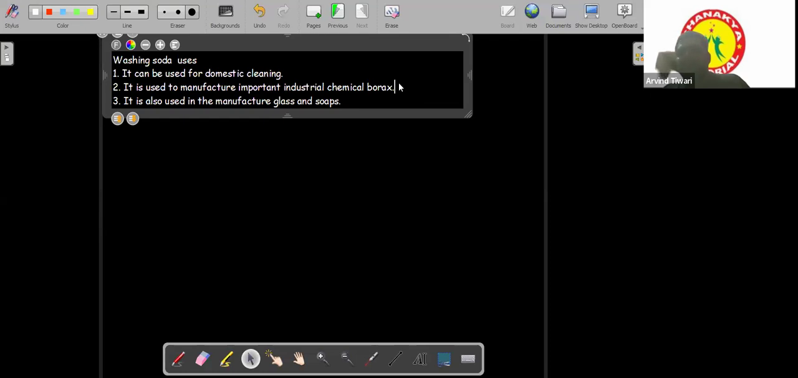Then the third one is that it is also used in the manufacture of glass and soaps, in the glass and paper industry, and also for the manufacture of soaps. So these are different uses of washing soda.